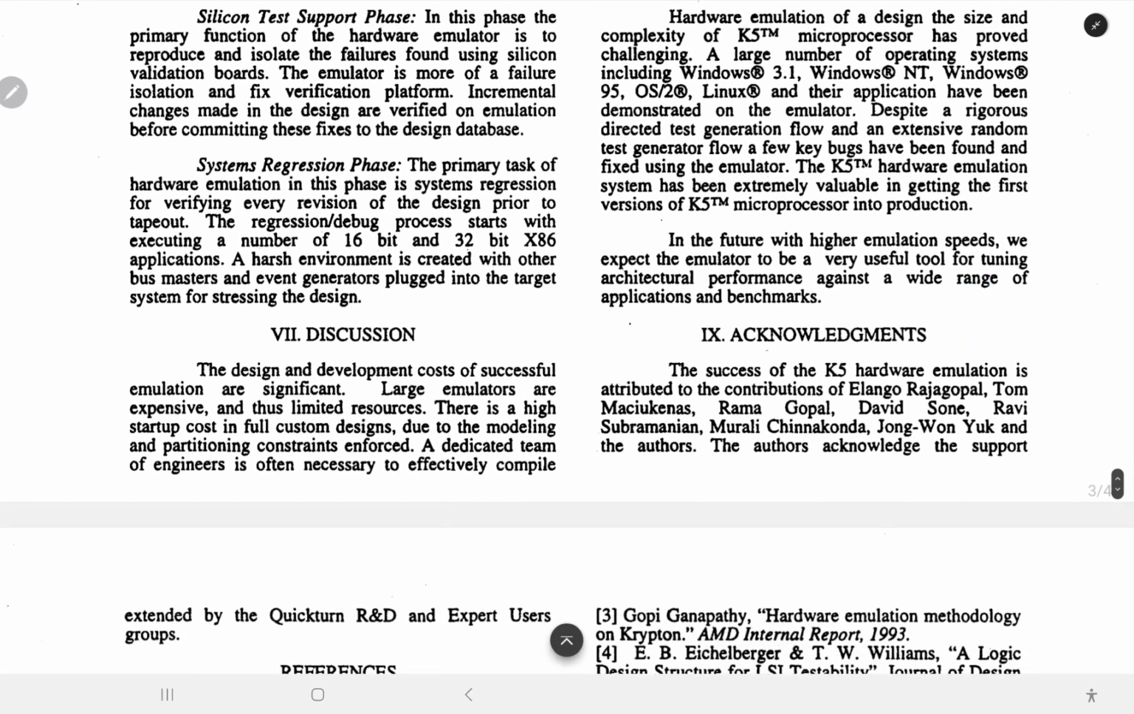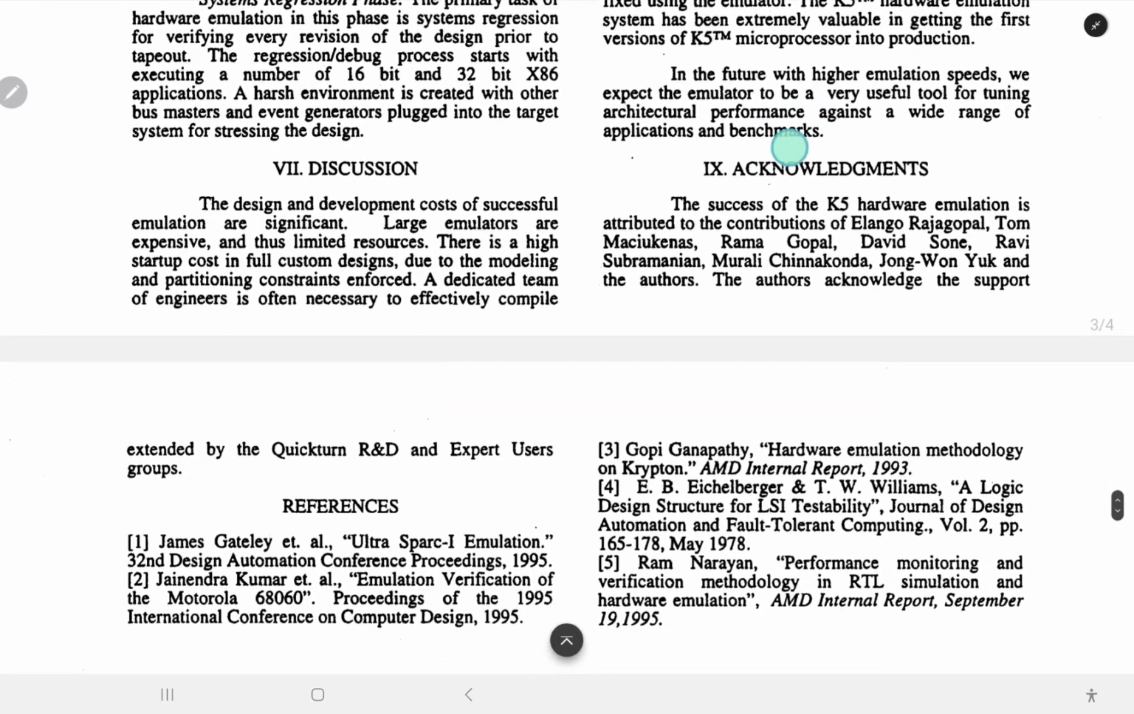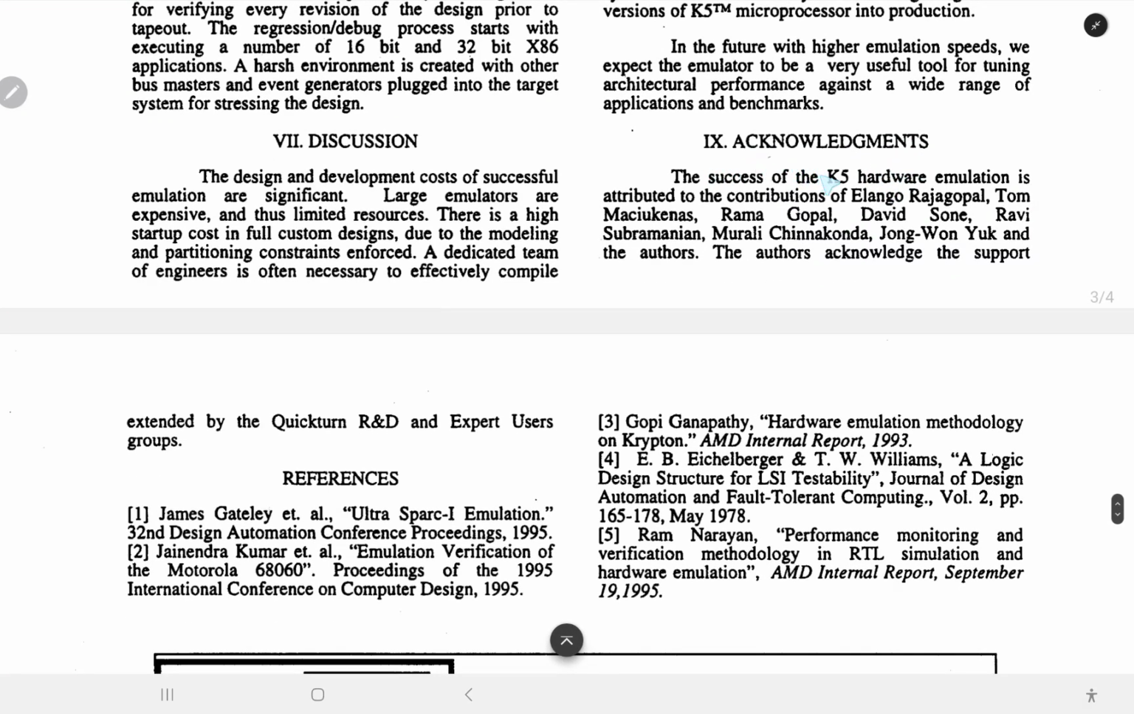In the future, with a higher emulation speed, we expect the emulator to be a very useful tool for tuning architecture performance against a wide range of applications and benchmarks. 9. Acknowledgement. The success of the K5 hardware emulation is attributed to the contribution of Elango Rajagopal.